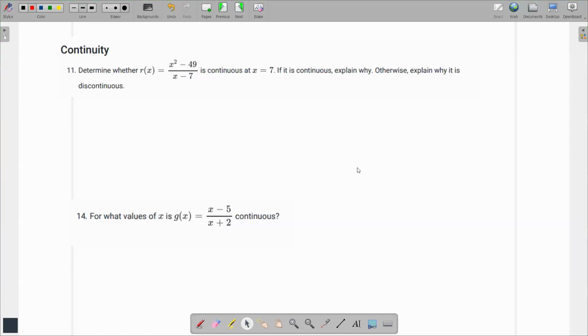All right, so a little review, continuity. What does it mean to be continuous? You can't lift up your pen, can't lift up your pencil. That's the intuitive definition, but we also had a kind of an algebraic definition.